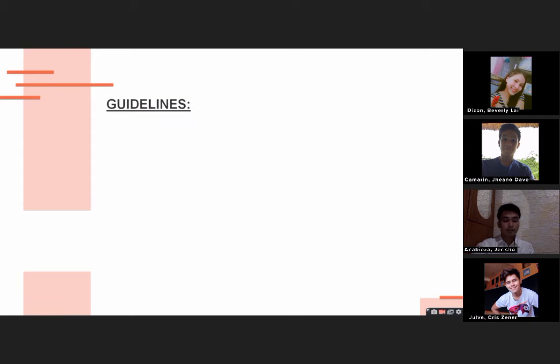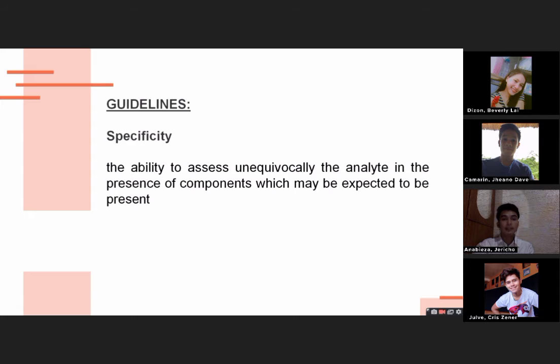So first, we have the specificity. Specificity is the ability to assess unequivocally the analyte in the presence of components which may be expected to be present. Typically, this might include impurities, degradants, matrix, and etc.